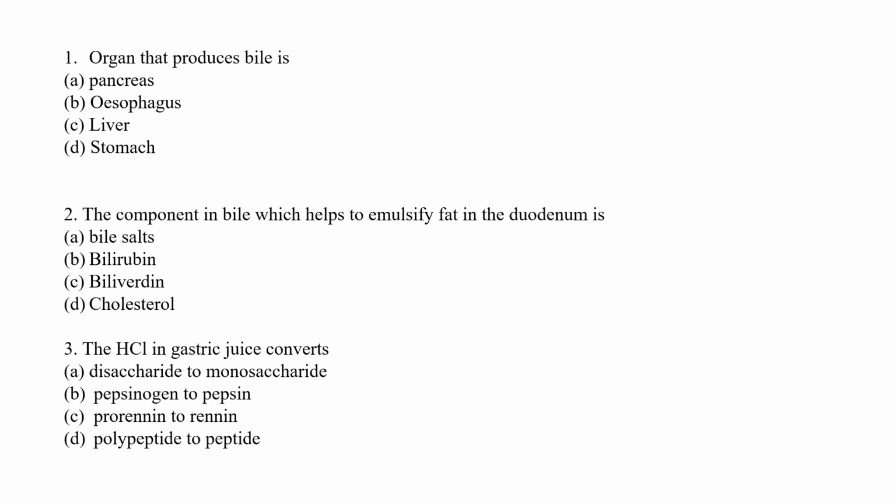Organ that produces bile is the liver. The component in bile which helps to emulsify fat in the duodenum is bile salt. The HCl in gastric juice converts pepsinogen to pepsin.